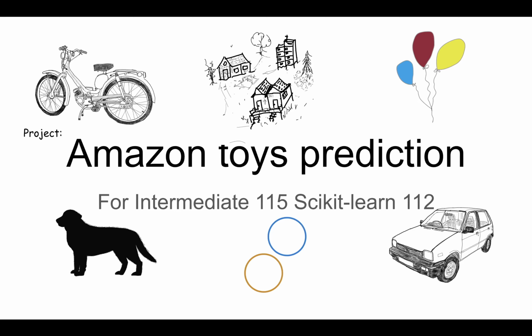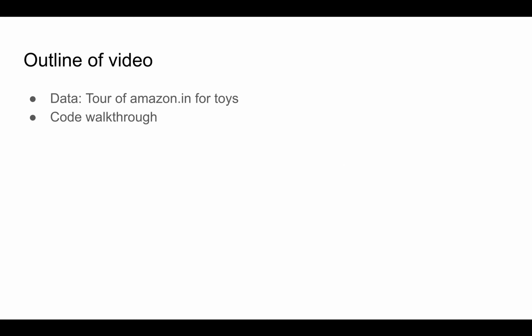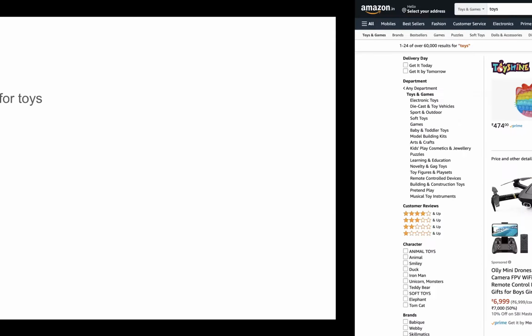I'm Nilesh, and in this video, we are going to look at another project which is predicting if a toy would sell on Amazon. And this is the outline of the video. We'll do a tour of the Amazon.in website and see what data we are going to use and then walk through the code. So this is not a tutorial on scraping the website, but using data from a CSV file and then creating models to do a prediction.